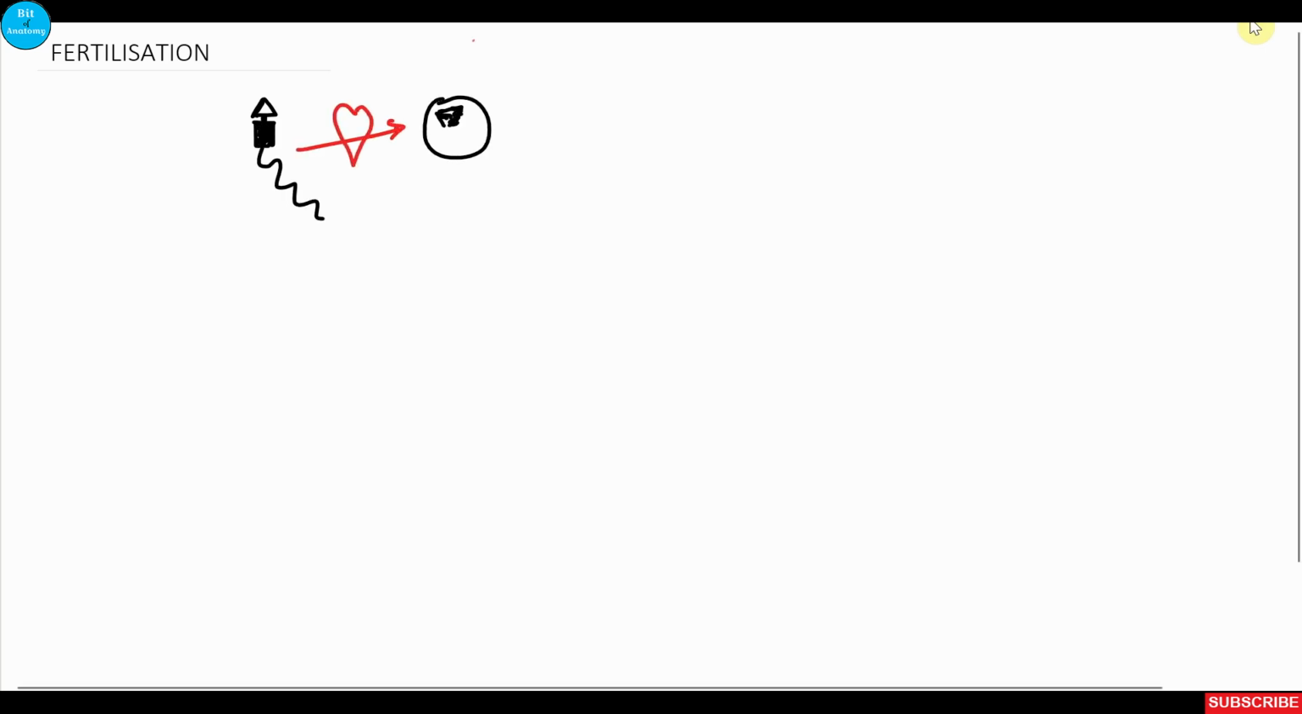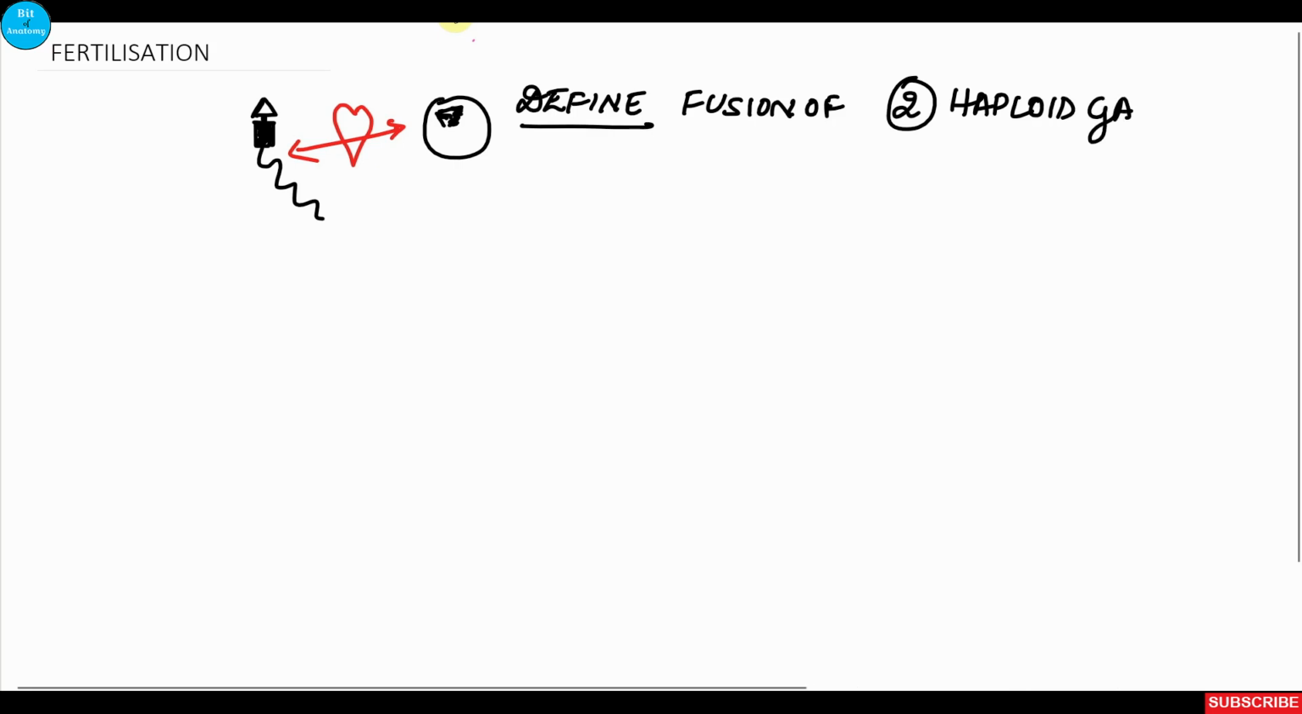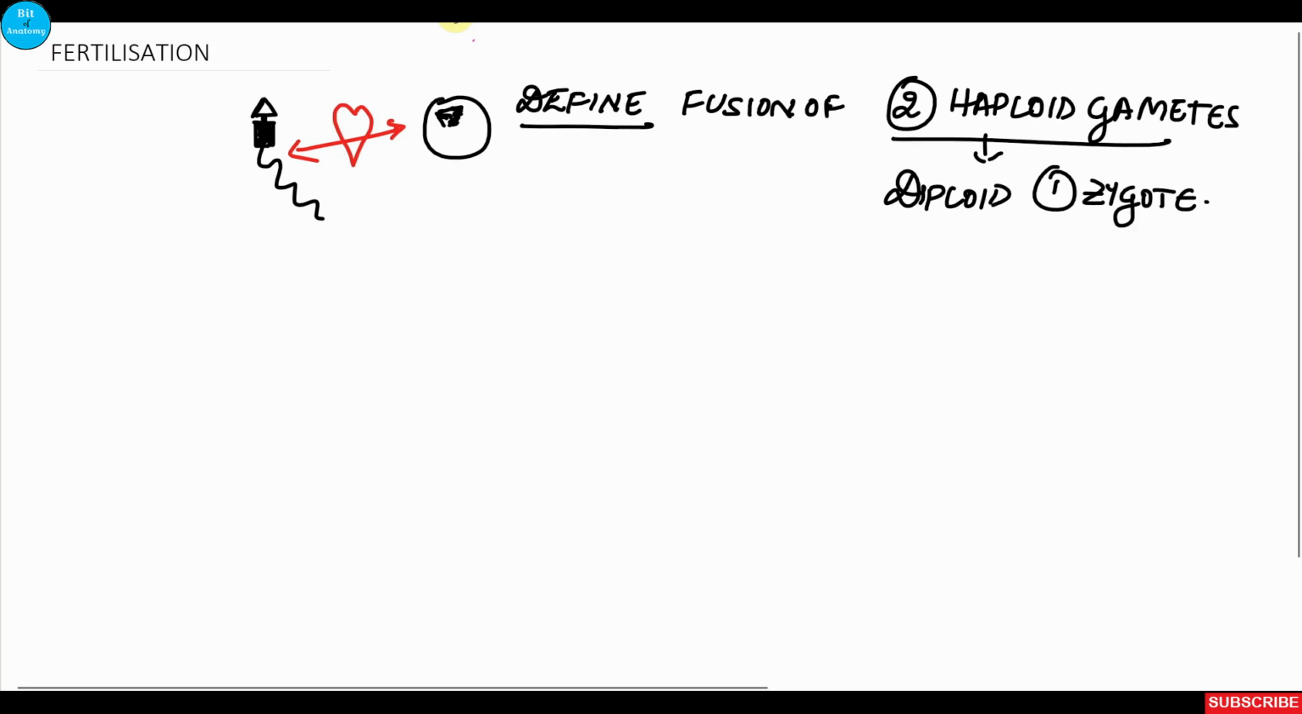So in this embryology lecture series, we will start with fertilization. Fertilization is a successful love story between the sperm and the secondary oocyte. To define it, it is the fusion of two haploid gametes, that is the sperm and the ovum, to form a diploid single zygote. So there are various steps in fertilization.